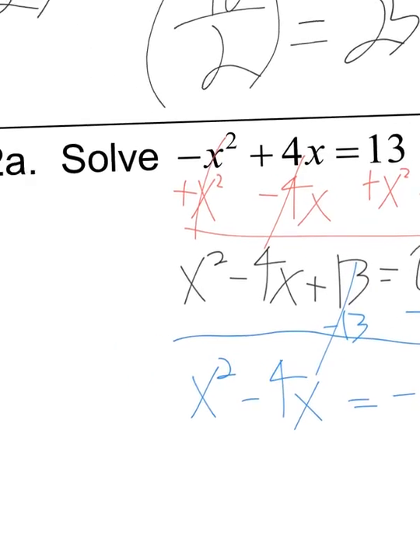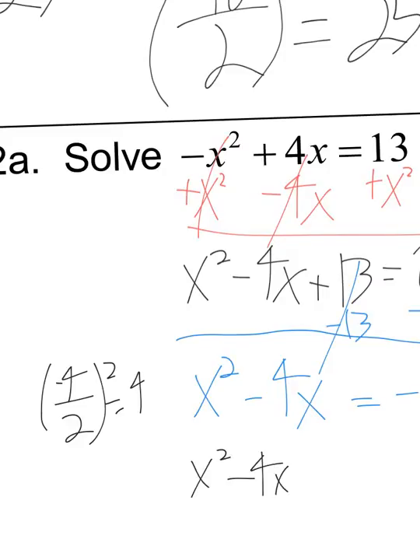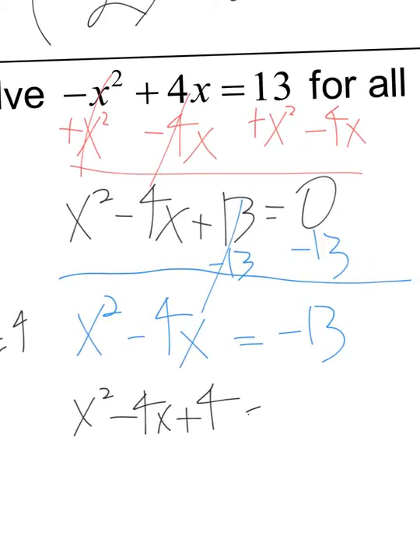You're going to use that negative 4, the negative b over 2a formula. So let's see, negative 4 over 2a. What am I thinking? Oh, I'm thinking axis of symmetry. It's just b over 2 squared. So negative 4 over 2 squared is 4. So it's going to say x squared minus 4x plus 4. What you do to one side, you have to do to the other. So equals negative 13 plus 4.